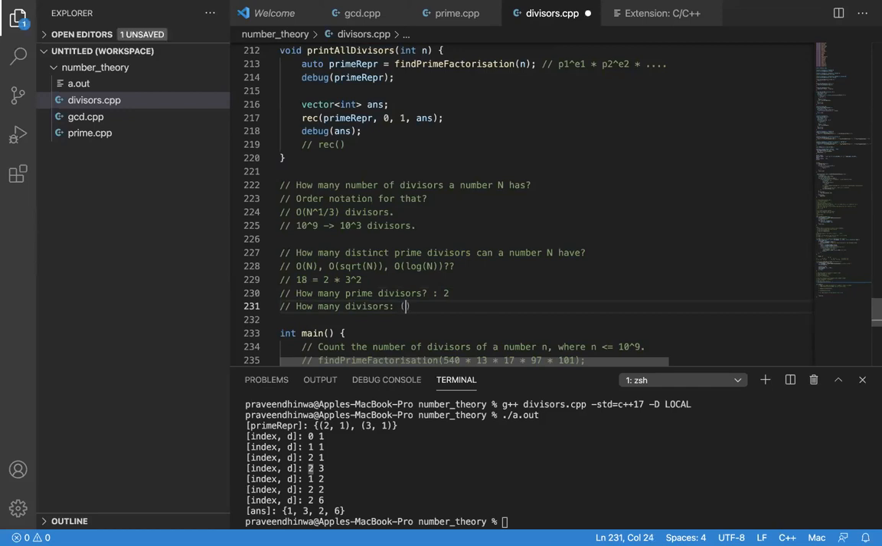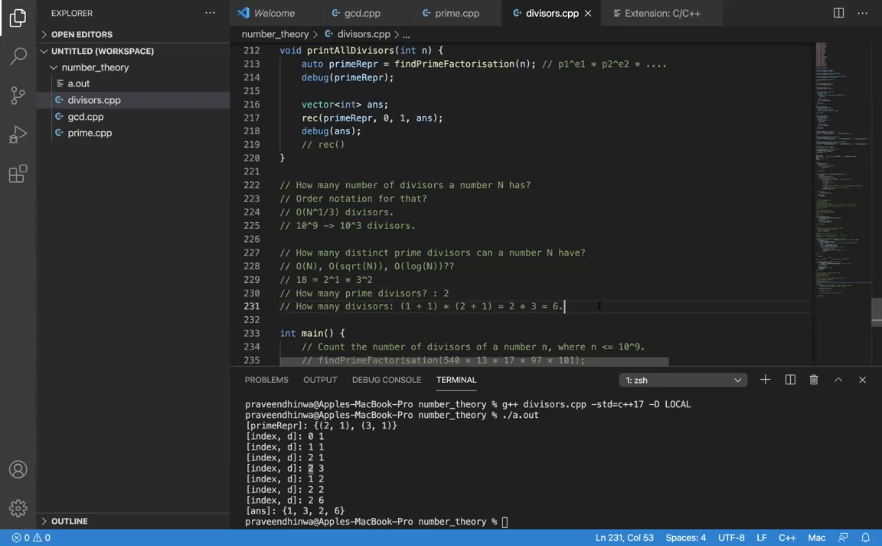1 plus 1 times 2 plus 1, which is 2 times 3 equal to 6. Is everyone clear? Why is it 6? Because 2 power is 1, so I will do 1 plus 1. Fine.